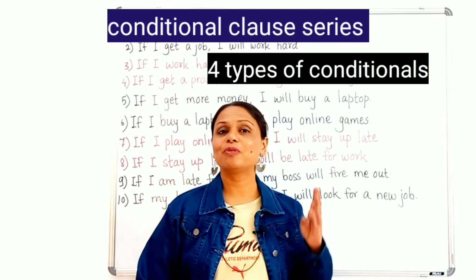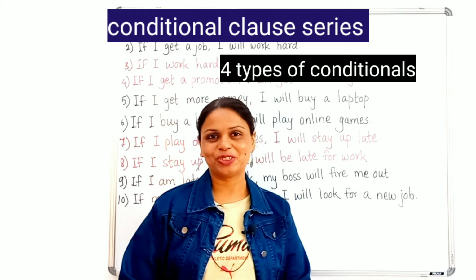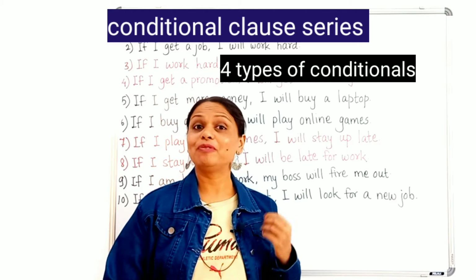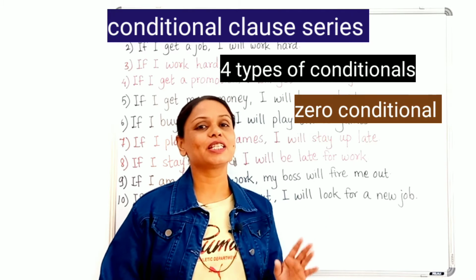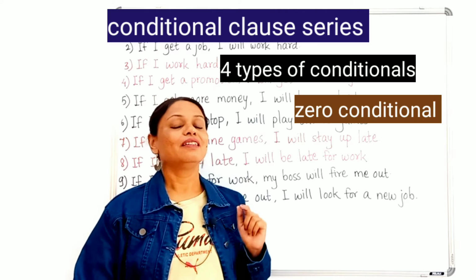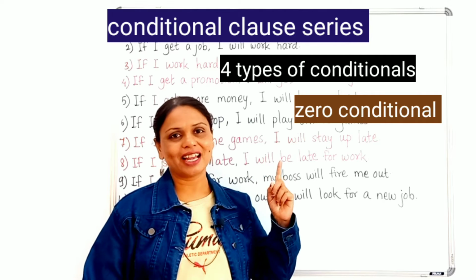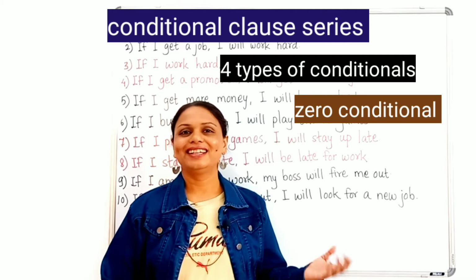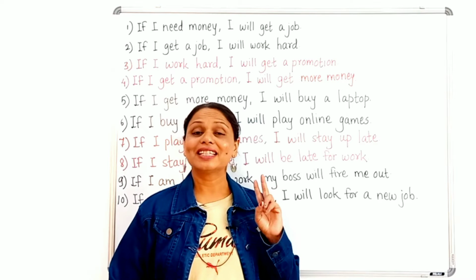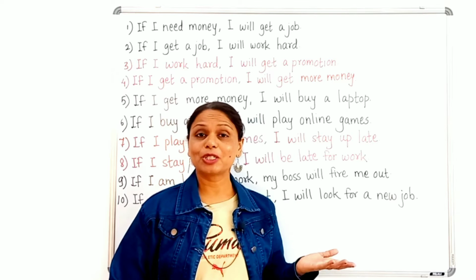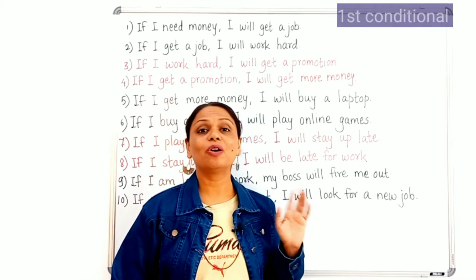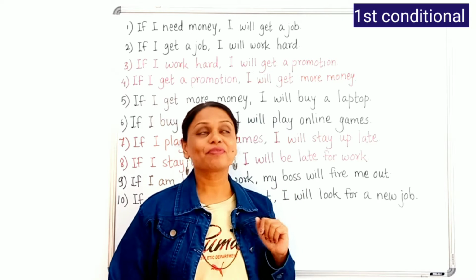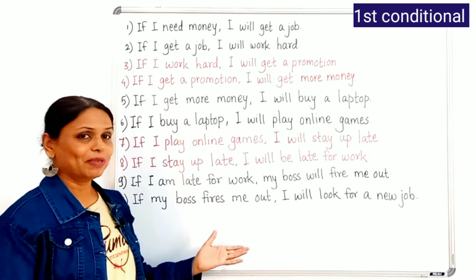As you know, there are 4 types of conditionals in English. The first type, which is a zero conditional, is explained in the first lesson. The link of the same one is given in the I button and in the description box. Please check it. In this lesson, we are going to see the second type of conditional, which is called the first conditional or conditional one. Let's start with the examples.